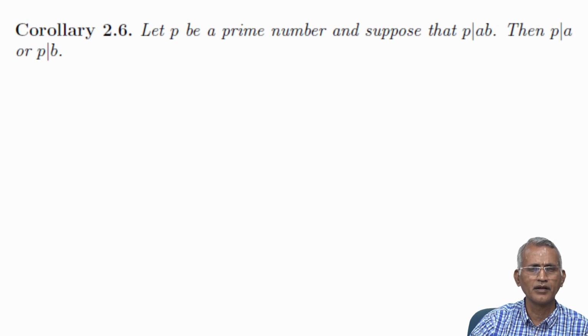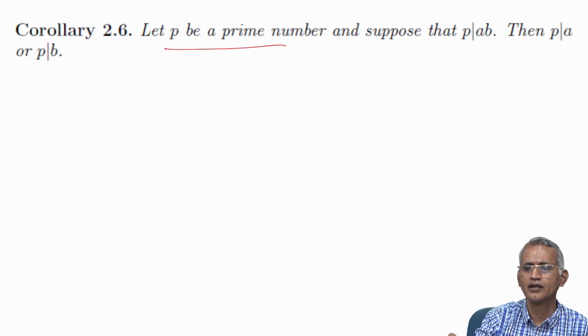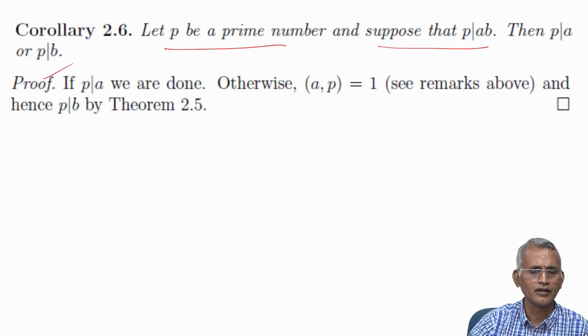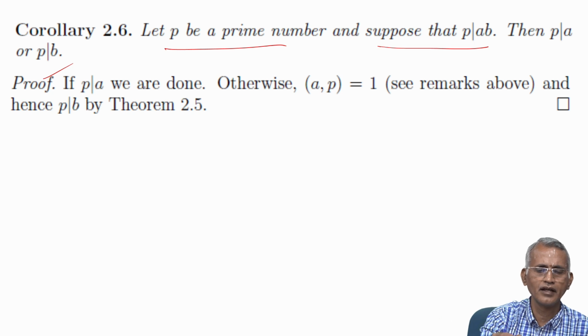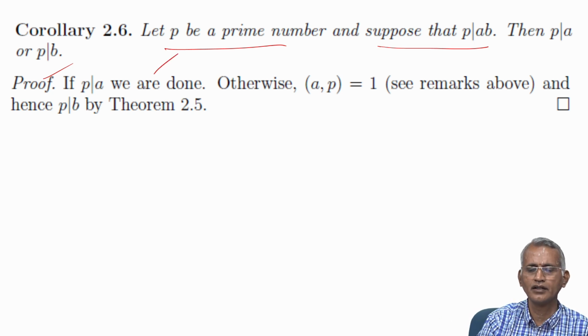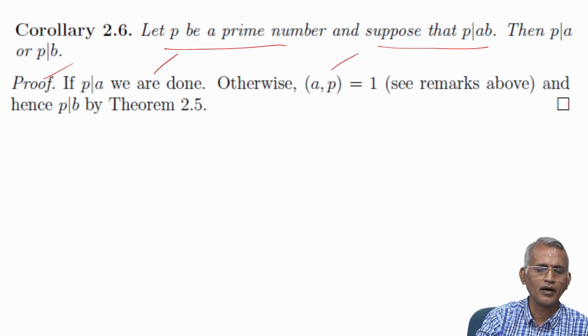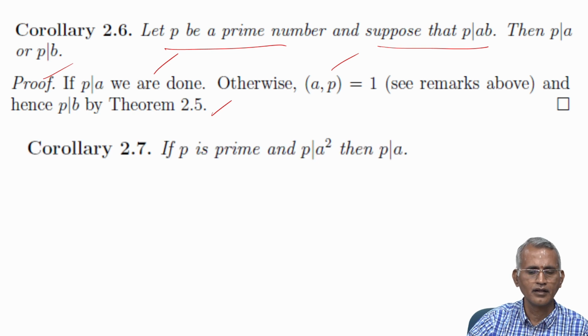Next corollary: let p be a prime number. Suppose that p divides ab, then p divides a or p divides b. So, if p divides a, we are done. Otherwise, if the GCD of a, p is 1, according to the previous theorem 2.5, p divides b. So, if p is a prime and p divides a square, then p divides a.